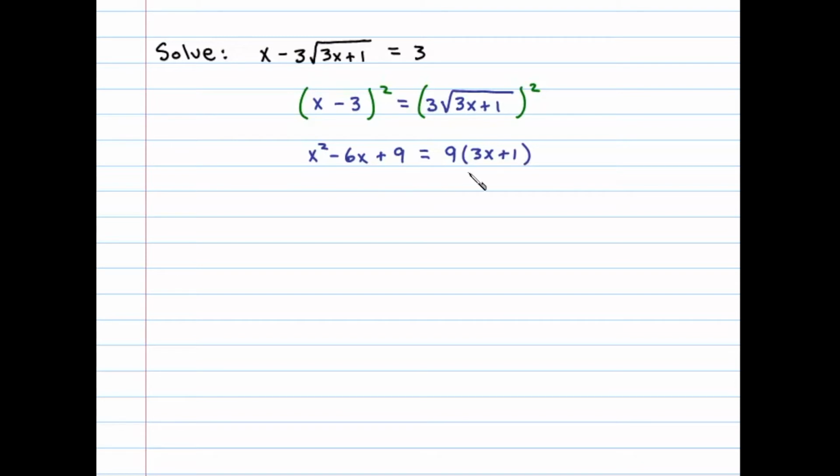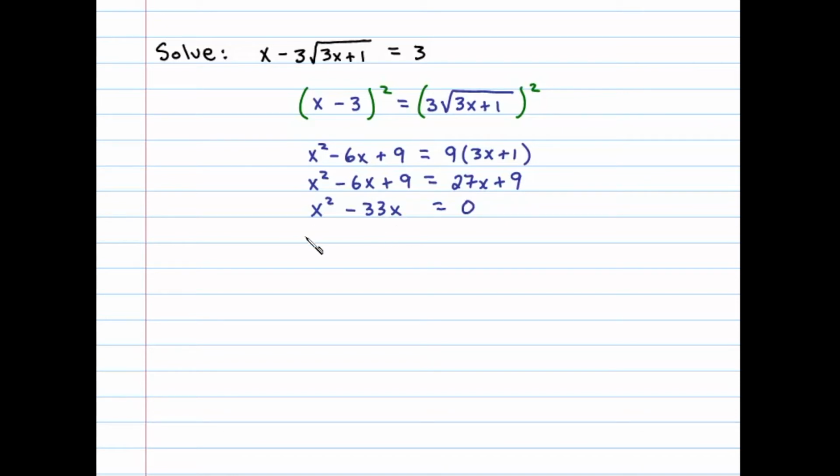At this point, we can see we're left with a quadratic. So let's get this in standard form equal to 0. Distributing the 9 here on the right side, we have 27x plus 9. And then subtracting 27x and at the same time subtracting 9, we'll be left with x squared minus 33x equals 0.